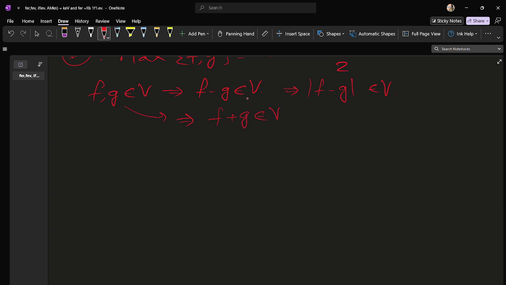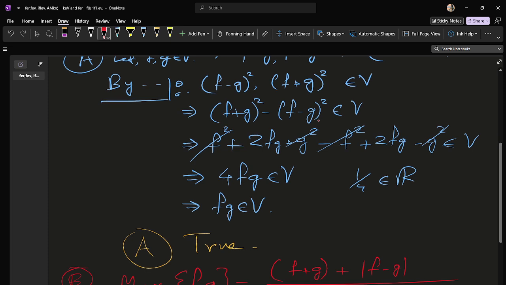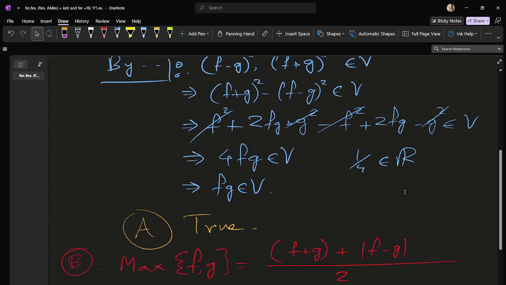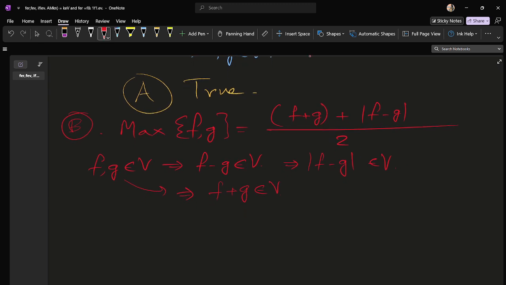By the previous case, we saw that 1 by 4 belongs to R, the real numbers, and V is a vector space over R, so that is possible. In this case, the same will happen with one half. So the maximum also belongs to V. This is another correct answer. I'm going to write it with the golden color that B is also true.